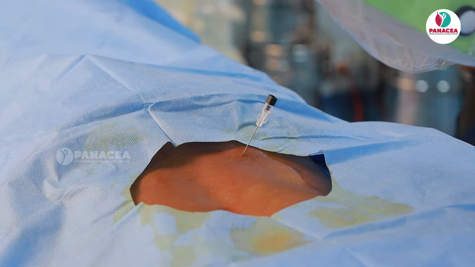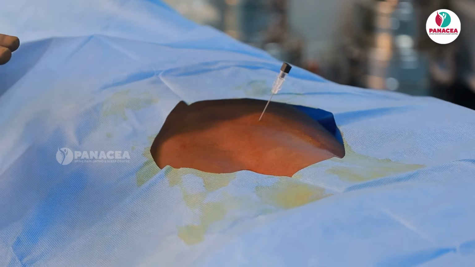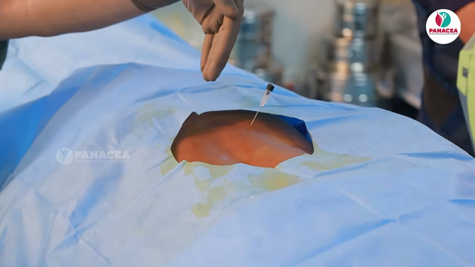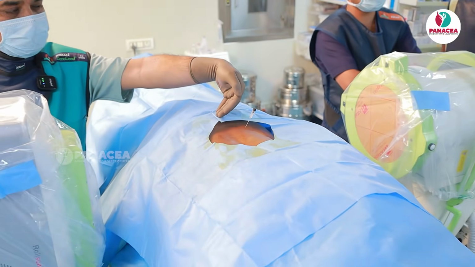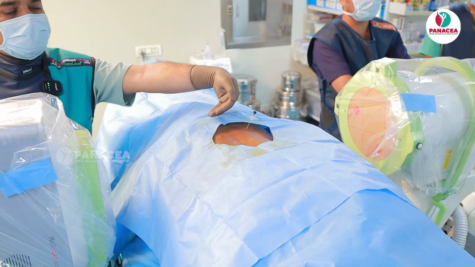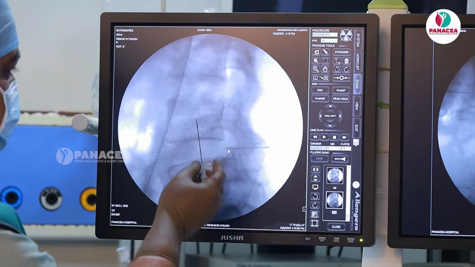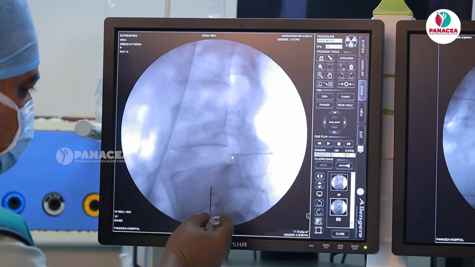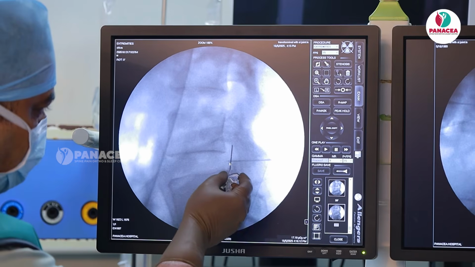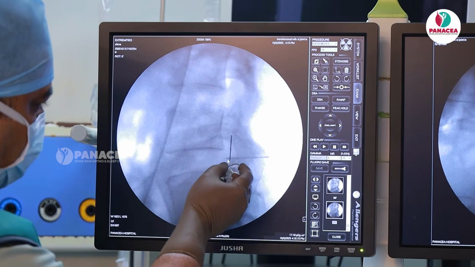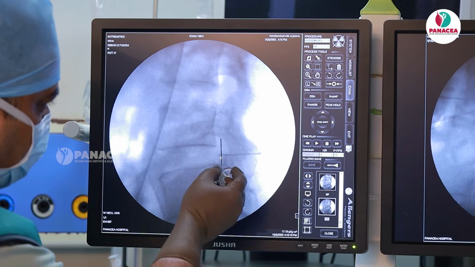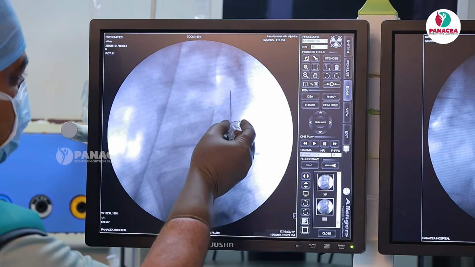Now I will take a lateral view. So let us take a lateral view. Now you see, the C-arm is placed in lateral in order to see the depth. We have gone just from the lateral border of the SAP and slipped medially into the intervertebral foramina. Now you see the lateral view. This is the L4 body, this is the L5 body, this is the intervertebral disc. And you look at the foramina, this is the L4 pedicle, this is the L5 pedicle, and this is the intervertebral foramina.